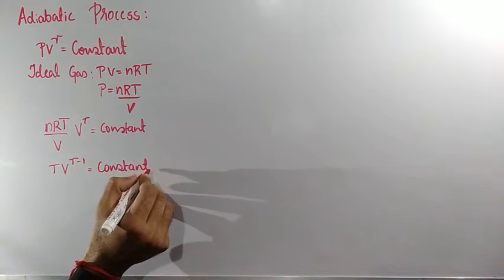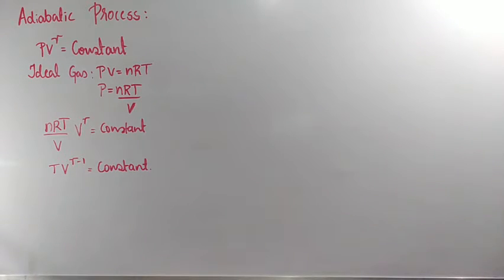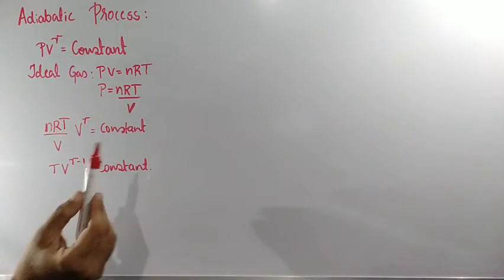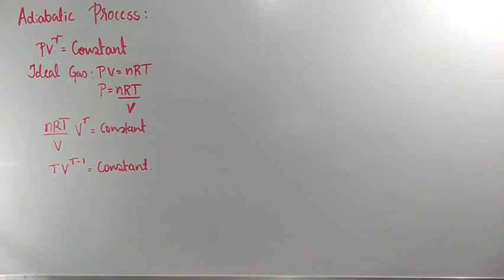I hope you got this point. n is constant, R is constant. Constant into constant is constant. Take the constant to the right hand side, and constant divided by another constant is a constant again. Clear? Are you getting it or not? So this is the case for the adiabatic process when we separated the P factor.